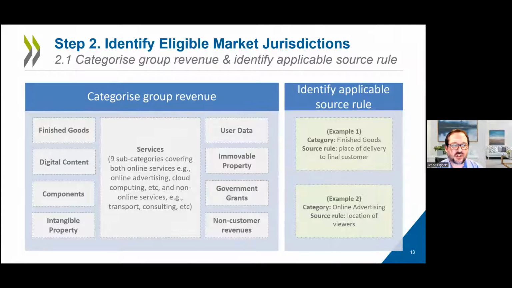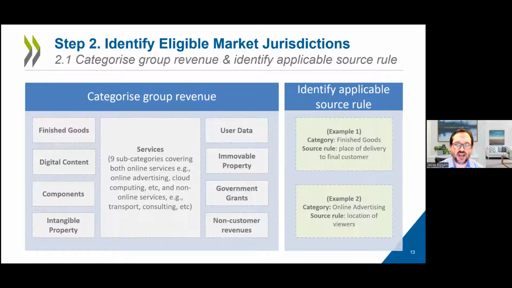So beginning with the first of those, revenues are generally categorized based on the ordinary or predominant character of the transactions from which they derive, with substance prevailing over form. And you'll see on the slide the various categories of group revenue. So you have categories for finished goods, for digital content, for components, for intangible property, for nine subcategories of service covering a wide variety of different services, for user data, for immovable property, for government grants, and for non-customer revenues, a sort of catch-all.